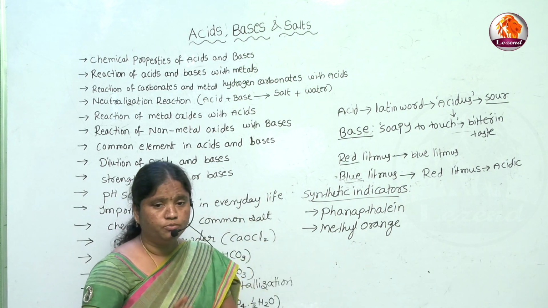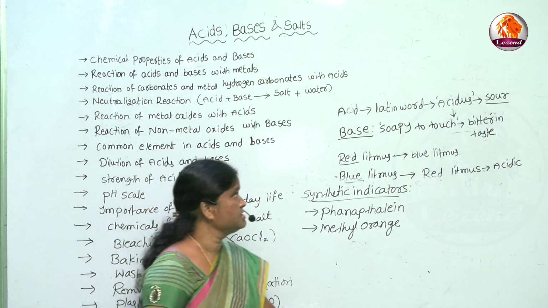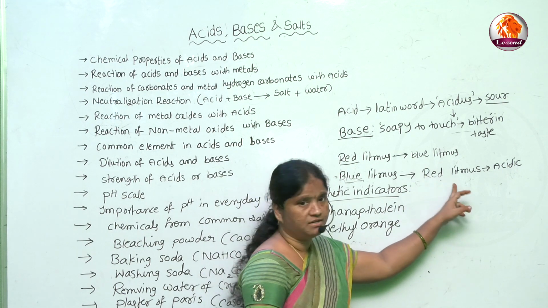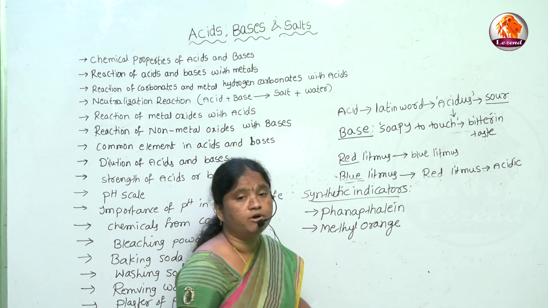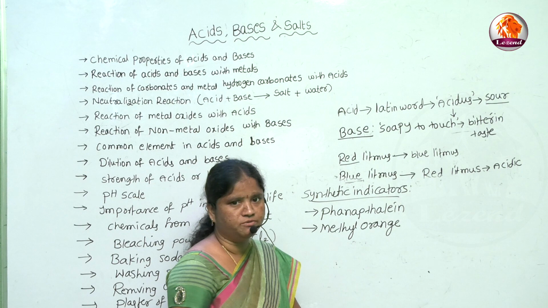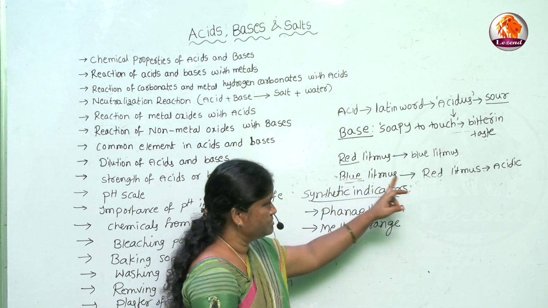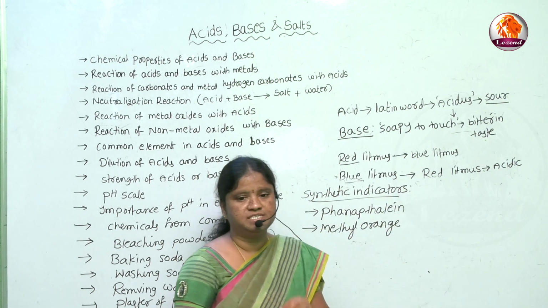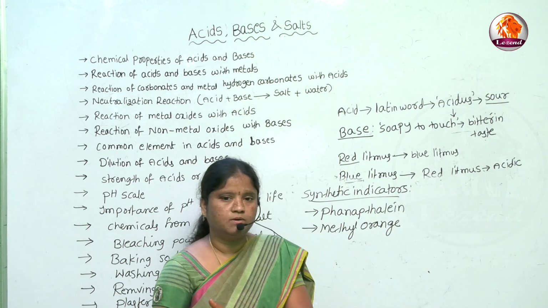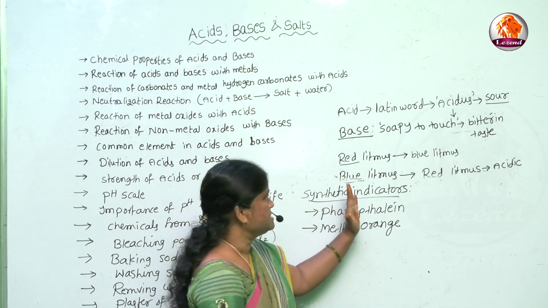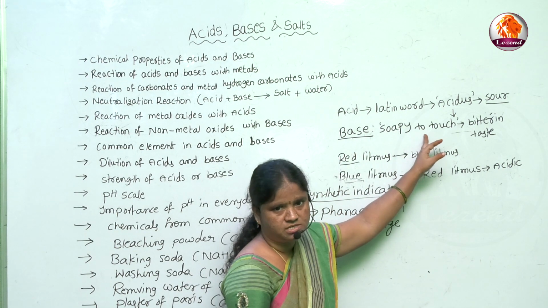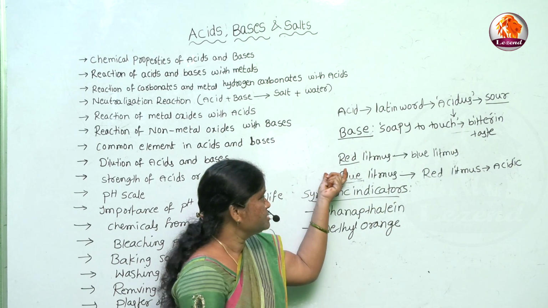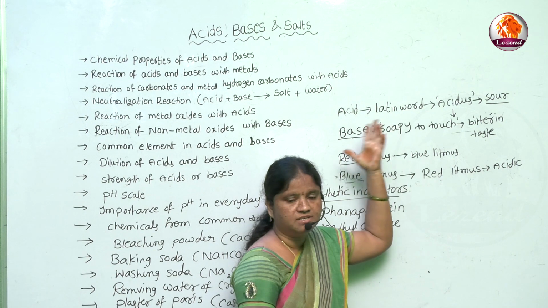How do we define acids? Acid means a substance that is sour to taste and turns blue litmus to red. Acid starts with A and it is followed by B, meaning blue litmus, we need to remember. Acids turn which litmus into which litmus? Blue litmus to red litmus. Bases are slippery to touch, soapy to touch and bitter in taste. They turn red litmus into blue litmus. These are defined as bases.